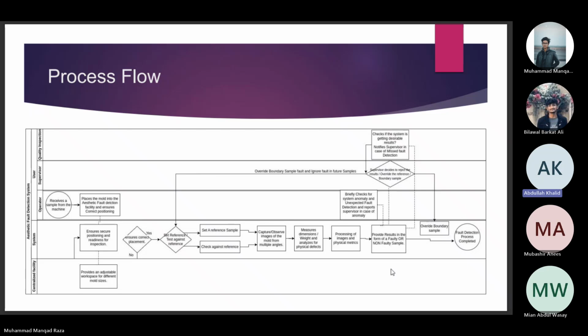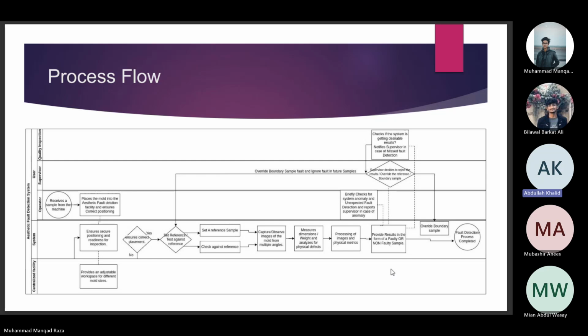But now, you can see that first the operator receives the sample. It will then place the sample into the system. The system will then start the process. It will first make sure that it is positioned correctly. If it is not, it will require the operator to make sure that it is positioned correctly. Then it will move on to the checking part. Here it has two choices.